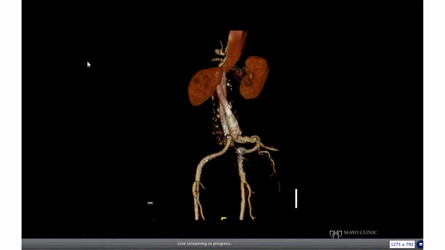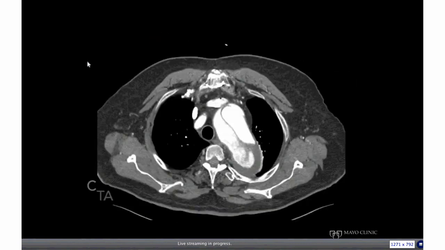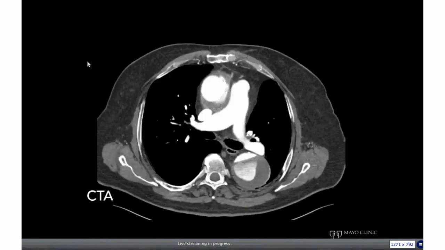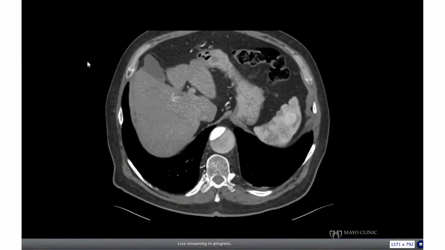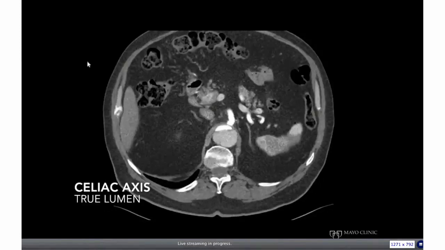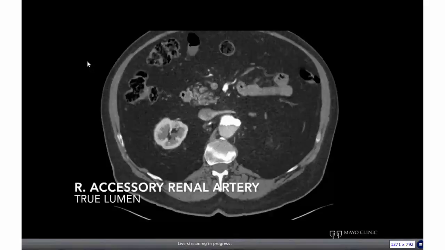The CT angiography demonstrated here that the celiac axis originated from the true lumen of dissection, so did the SMA, the two right-sided renal arteries, and a single left-sided renal artery, and there was a large endoleak into that infrarenal aortic aneurysm.